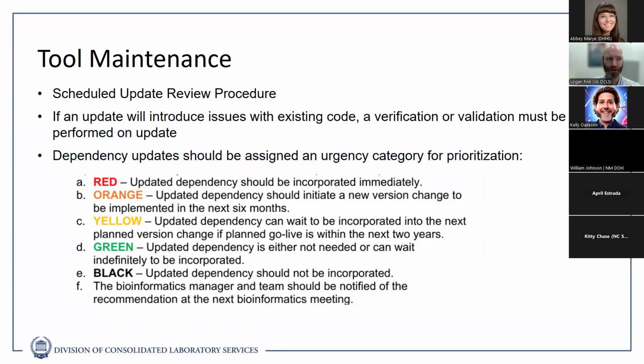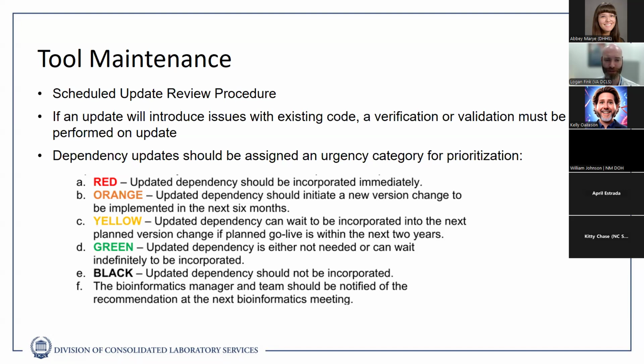We also have in the tool maintenance section this scheduled update review procedure. If an update will introduce issues with existing code, a verification or validation must be performed on the update. And then we have this color coding of urgency for categories for prioritization.